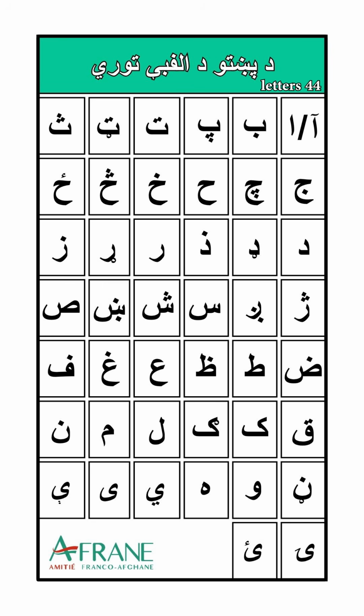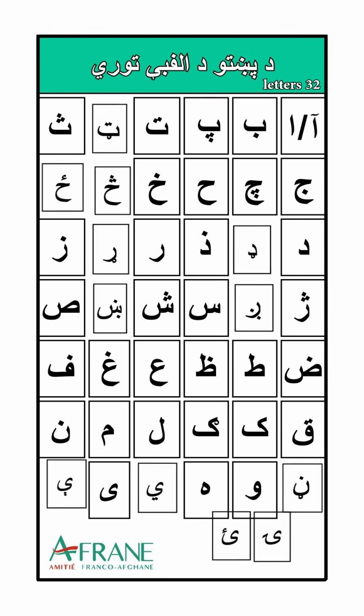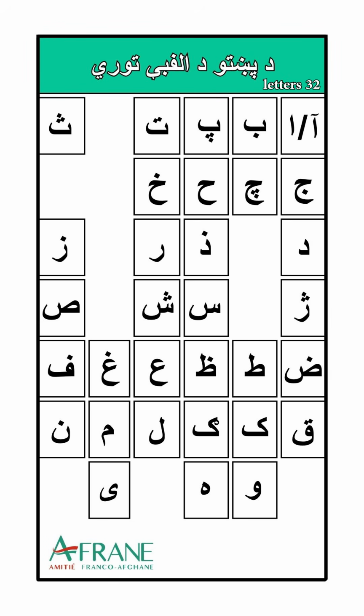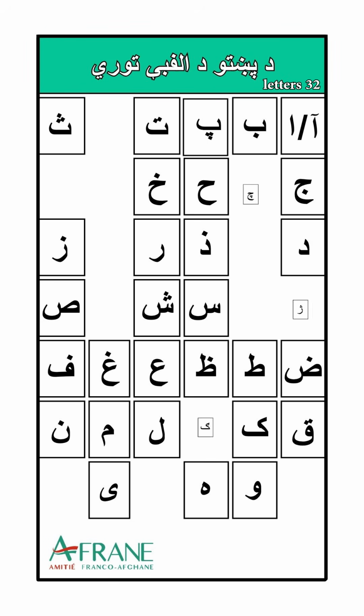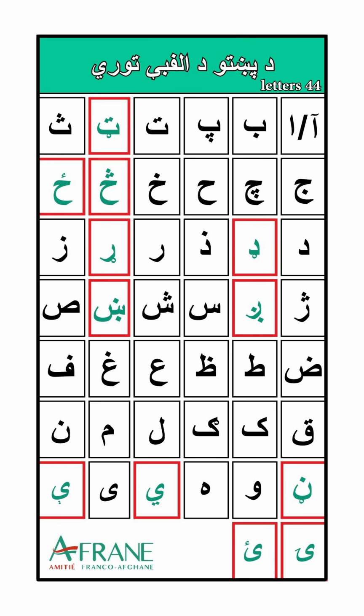Now coming to the Pashto alphabet, in the Pashto alphabet we have 44 letters. Among these 44 letters, there are 32 that are common with the Dari alphabet, and there are 28 that are common with the Arabic language. The remaining 12 exist just in Pashto and not in any other language.